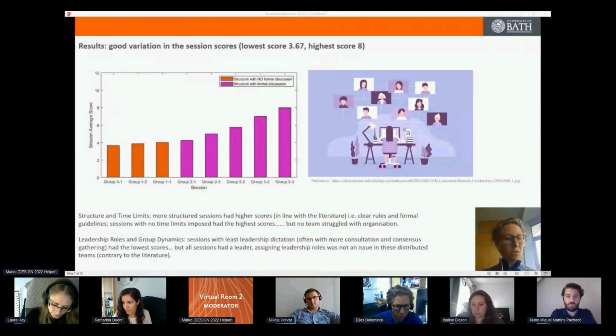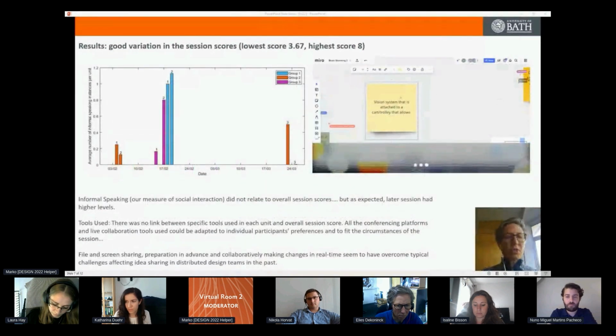So having clear rules and formal guidelines for the sessions was great, but sessions with no time limits imposed also had the highest scores, and no teams actually struggled to create their organizational structures.